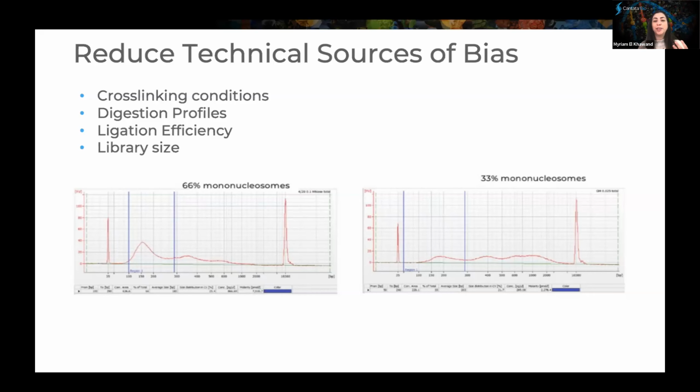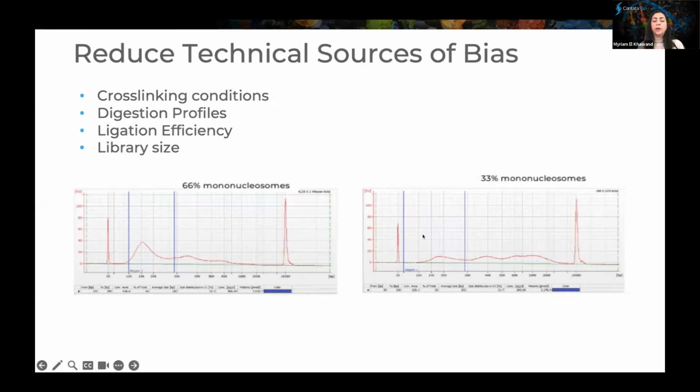But if what you're doing is more a comparison study, and both of these samples are part of your same study, we encourage you to aim for a similar profile. So in that sense, you would actually redigest this sample to get a profile that's closer to this sample. So you have the chromatin digested in a more similar way with a similar percentage of mononucleosomes. So this is something you can actually control by aiming for a more similar digestion profile, because digestion profiles do have an impact on library quality.